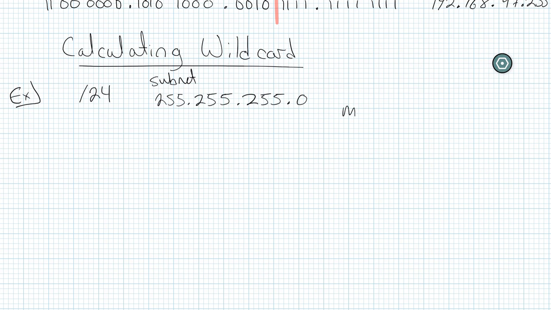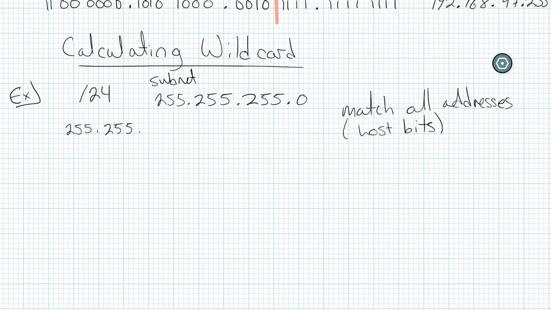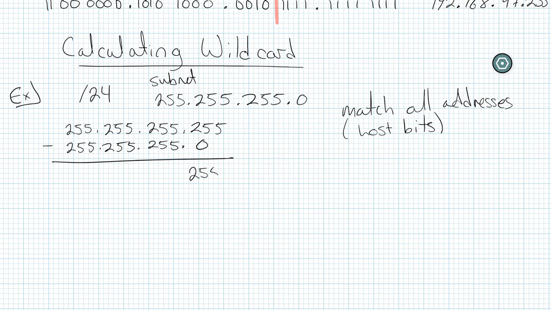So if we want to match all addresses, or more specifically, match host bits, we can just say, okay, if we had 255.255.255.255, and we subtract our subnet mask of 255.255.255.0, what we'll find is that 255 minus 0 is 255. 255 minus 255 is 0. 255 minus 255 is 0. 255 minus 255 is 0. And we get our wildcard mask.